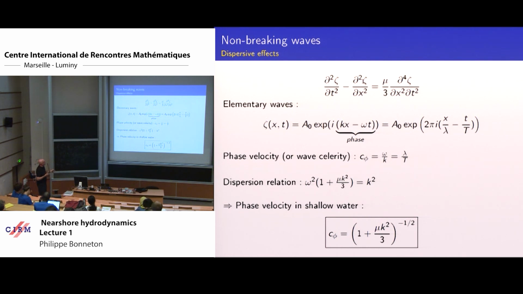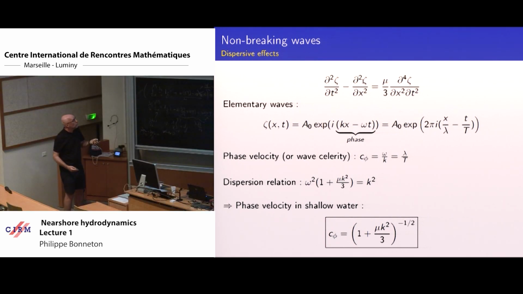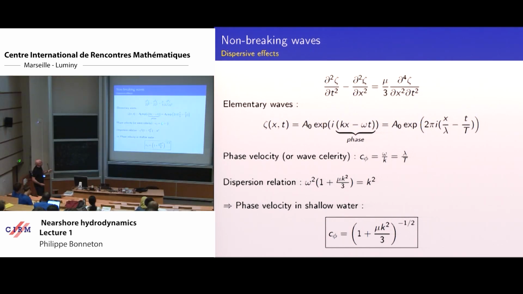So here is the phase of the wave, and you can rewrite this equation with the wavelength or the period, which is totally equivalent. Of course, for a constant phase, the propagation of this phase is straightforward, equal to omega over k, or equivalently lambda over T. So by definition, this is the phase velocity.